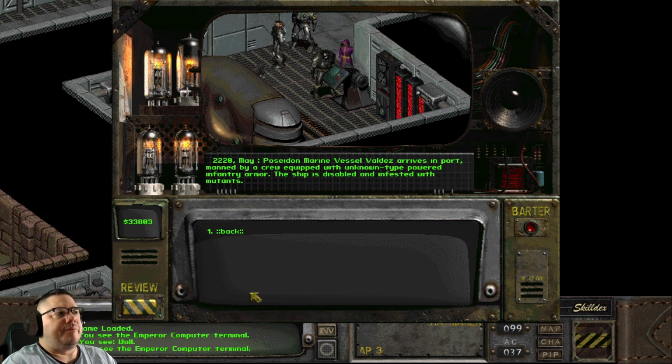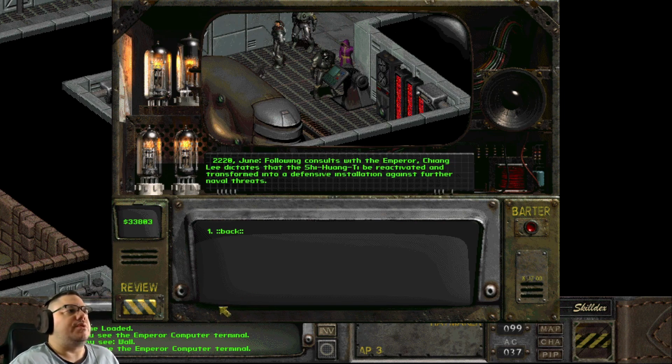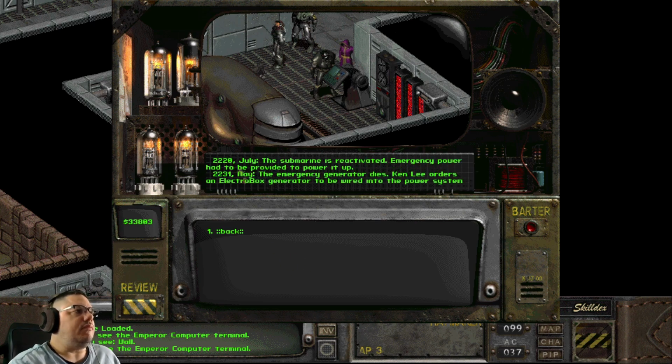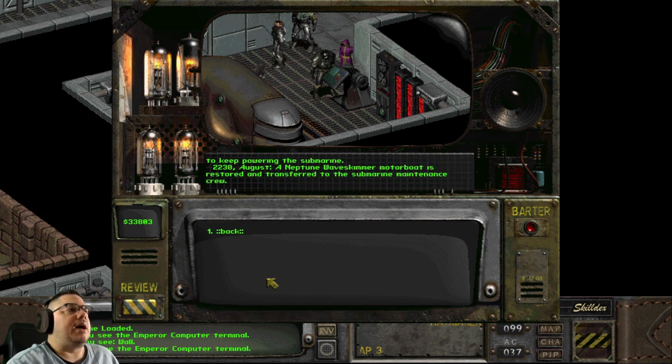May of 2220. Poseidon Marine vessel Valdez arrives in port, manned by a crew equipped with unknown type-powered infantry armor. The ship is disabled and infested with mutants. June. Following consults with the Emperor, Shang Li dictates that the Shi Huang Ti be reactivated and transformed into a defensive installation against further naval threats. In July, submarine is reactivated. Emergency power had to be provided to power it up. May 2231, the emergency generator dies. Ken Lee orders an electro box generator to be wired into the power system to keep powering the submarine. August of 2238, a Neptune wave skimmer motorboat is restored and transferred to the submarine maintenance crew.